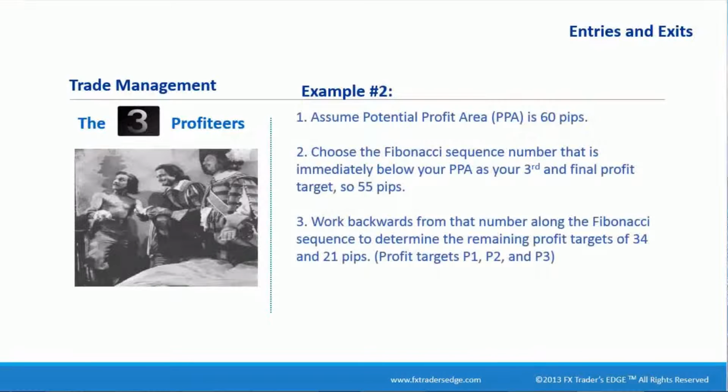Example number 2. Let's assume that the potential profit area, the PPA, is 60 pips. We choose the Fibonacci sequence number that is immediately below the PPA as the third and final profit target. So that would be 55 pips. Then work backwards from the 55 pips along the Fibonacci sequence to determine the remaining profit targets of 34 and 21 pips. So profit targets P1, P2, and P3 would be 21, 34, and 55 pips.